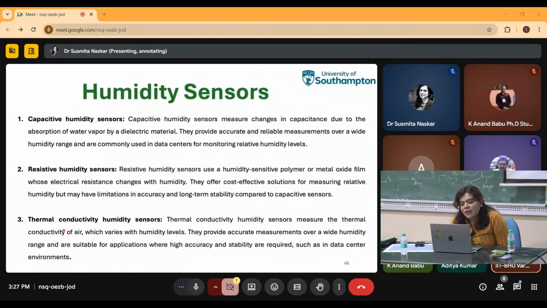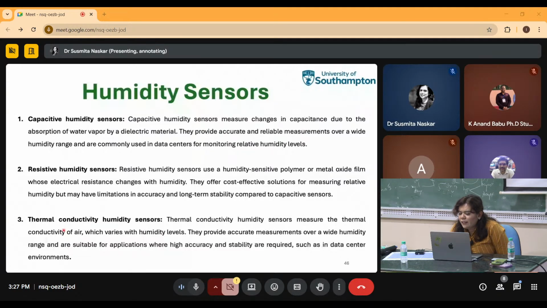Then there is another interesting one, which is the humidity sensor. Humidity sensors are also essential for monitoring moisture levels in the environment. When we are thinking about environmental monitoring, like data centers, tunnels, and underground facilities, moisture level can be a tricky condition. Controlling the humidity is very critical for equipment performance as well as structural integrity. So those are the places where we generally use this kind of humidity sensor.